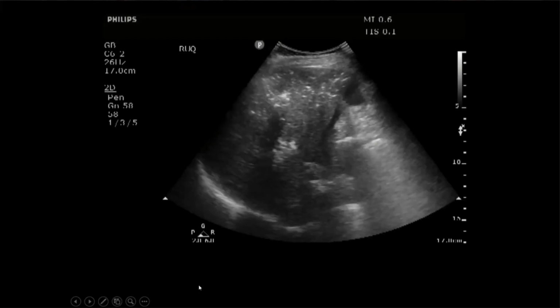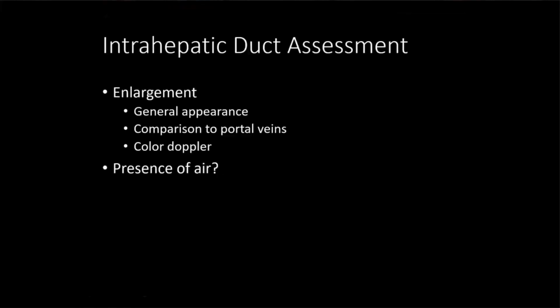All right. So if you're looking for the intrahepatic ducts, we're looking at the parenchyma, and if you notice that they're enlarged, you're going to look at the general appearance, too many tubes, the comparison to the portal veins, and then use some color Doppler. And then you also want to be thinking about the presence of air. So is there little microfoci within the liver? If you see that, that's something that you don't want to miss, because obviously it's a predictor of bad stuff.